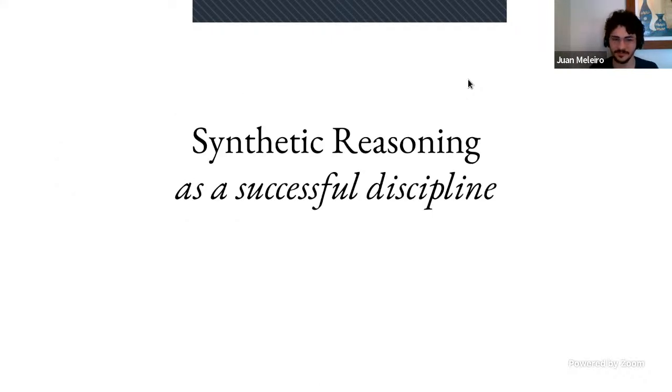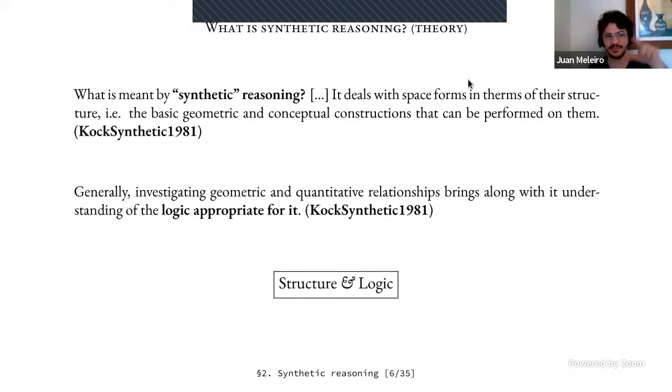Let's talk about synthetic reasoning. What is synthetic reasoning? Well, the term probably originates in this sense in the works of Kock in '81. The book is called Synthetic Differential Geometry. He's talking about differential geometry, but there he says about synthetic reasoning that it deals with space forms in terms of their structure, i.e. the basic geometric and conceptual constructions that can be performed. So we're talking about structure, that magical word that often means category theory to most category theorists.